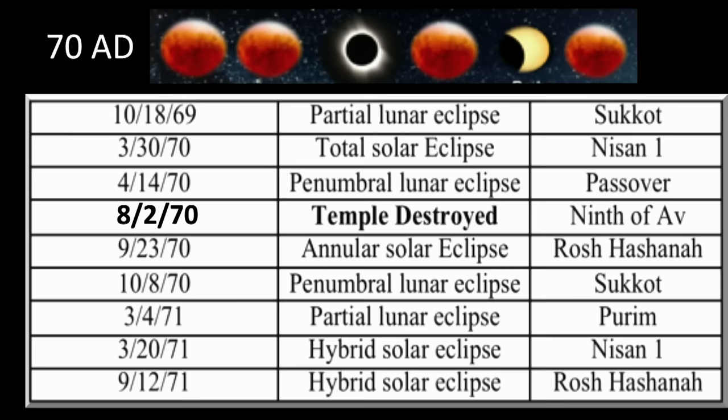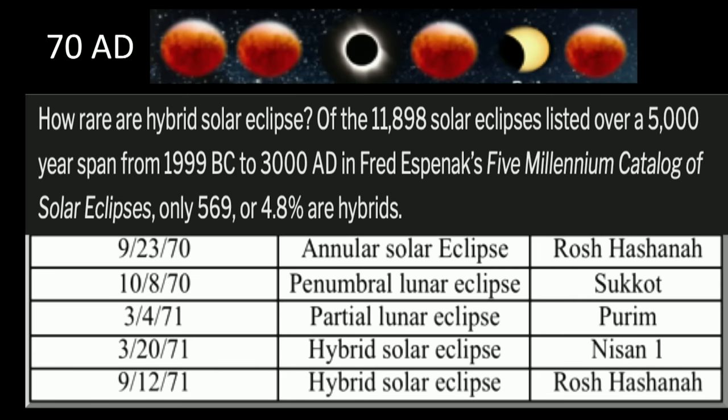But guess what? There's more. Look at the hybrid solar eclipses on the bottom. See that? Look at what I have here. How rare are hybrid solar eclipses? Of the 12,000 solar eclipses, there's only been 569 hybrid, which means they only happen once every 10 years.